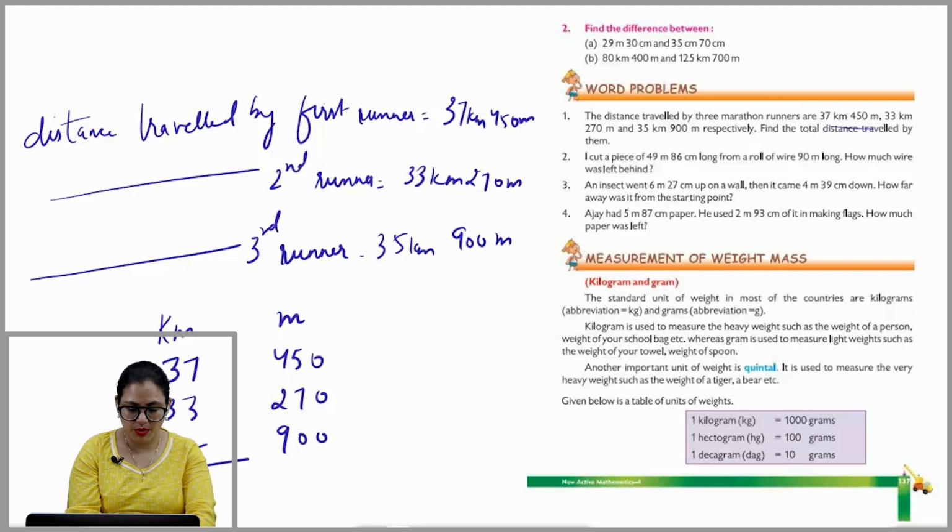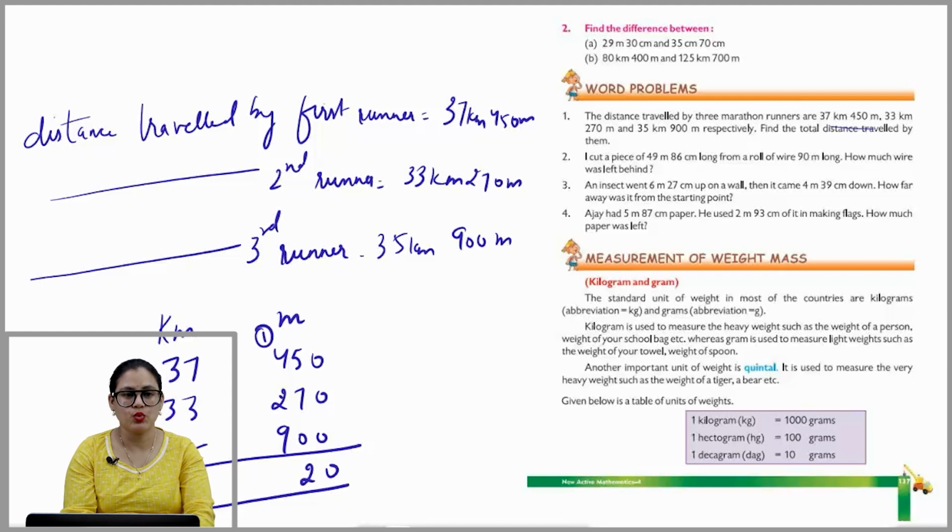Now add them up. 0, 7 plus 5, 12, 1 carry. 5 plus 2, 7 plus 9, 16, 1 carry. 7 plus 3, 10, plus 5, 15, plus 1, 16, 1 carry. 3 plus 3, 6, plus 3, 9, plus 1, 10. So total distance covered is 106 kilometer and 620 meter, right?